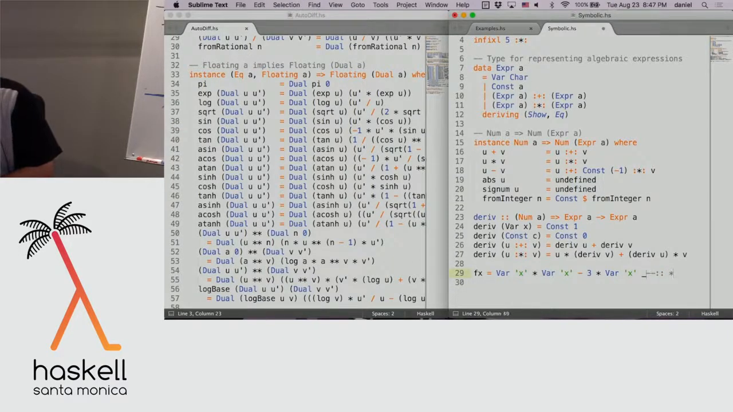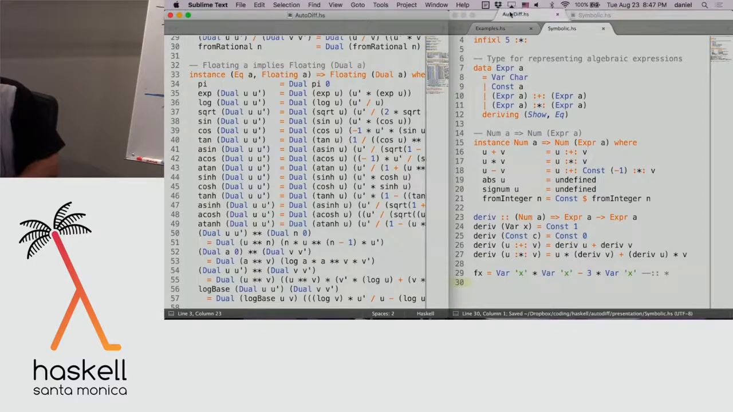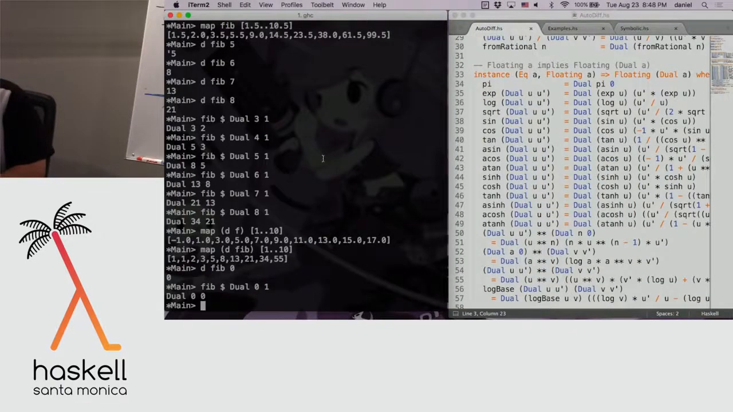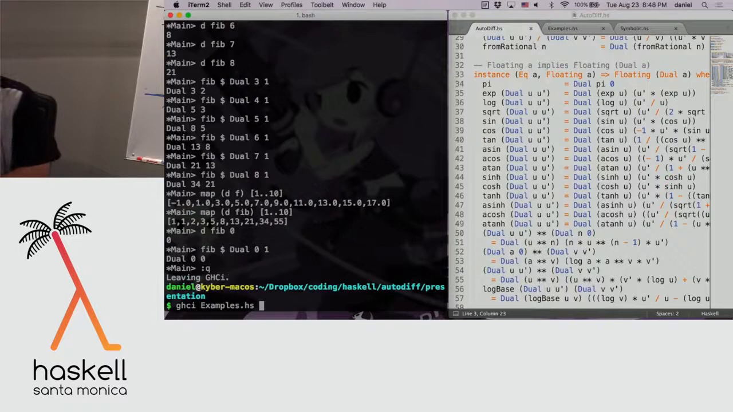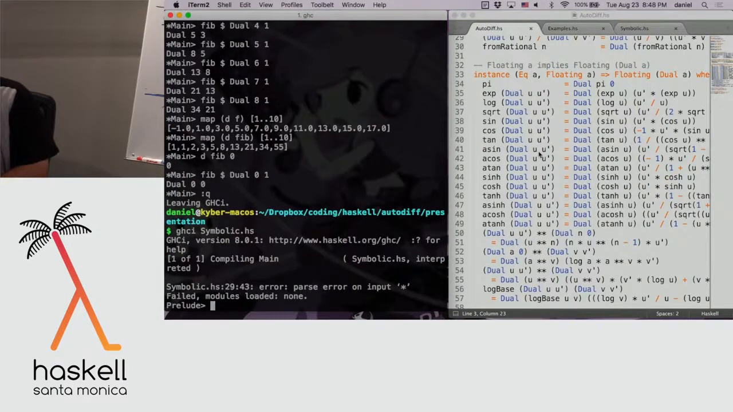So that's unfortunate. It's not an actual function. We can't plug numbers into this. But what can we do with it? Well, it looks pretty in the console. So let's get out of here and let's go into GHCi. Symbolic failed. What's going on?